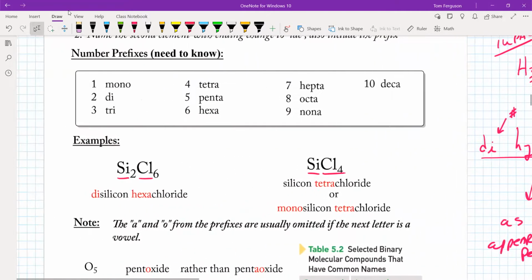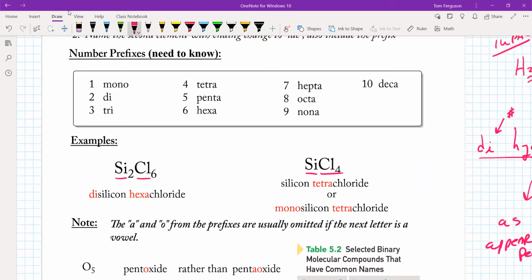Okay, so we have silicon chloride. It's di, hexa. Silicon is in the periodic table, and it's an ide. Periodic table and ide. And the mono and tetra reflect how many there are.